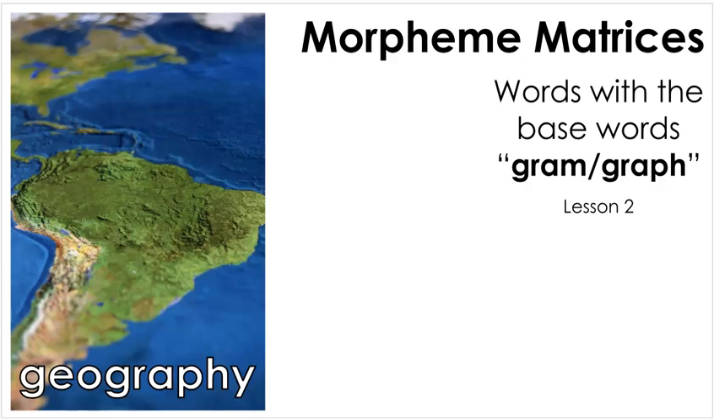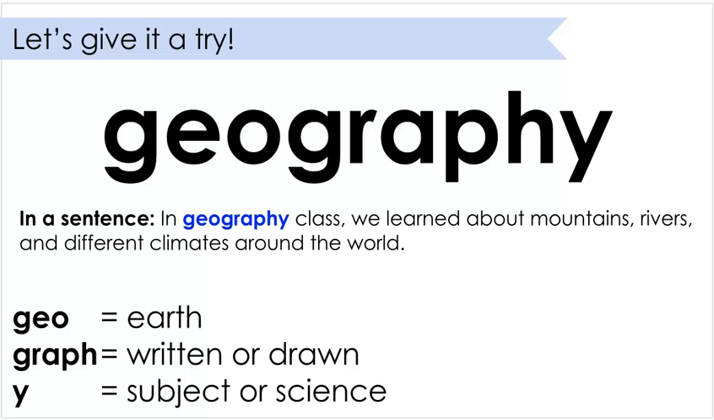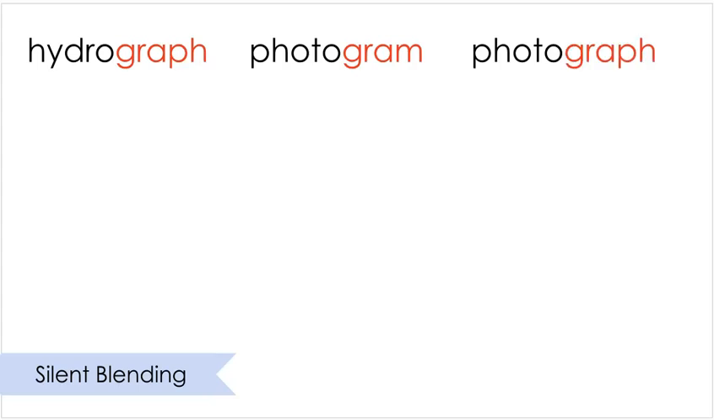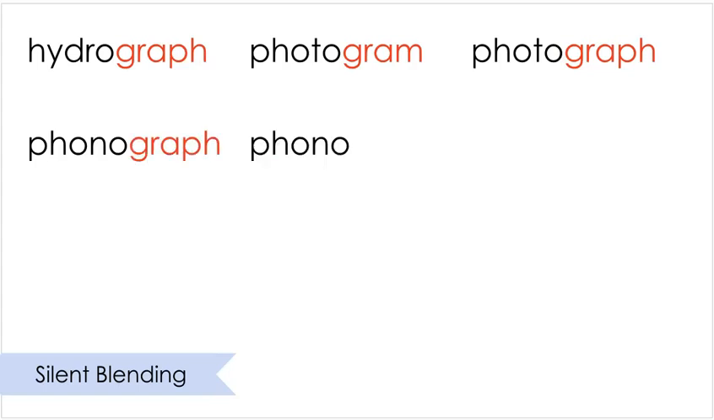Now let's practice reading our words that we learned in lesson 2. We're going to do some silent blending. As a reminder, don't say the word until you see the red. Let's get started. Hydrograph. Photogram. Photograph. Phonograph. Phonogram. Geography.